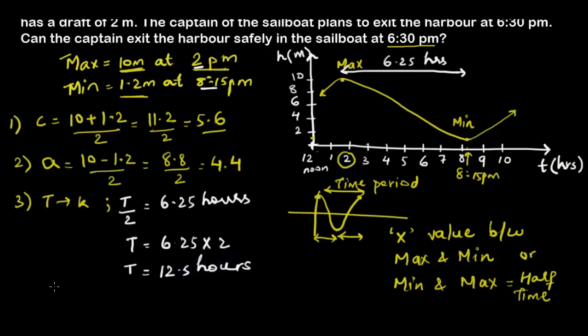Now once we get the time period, the k value is going to be equal to 2 pi divided by the time period. So it would be 2 pi divided by 12.5, which is equal to 4 pi divided by 25. So this is how we get the k value.